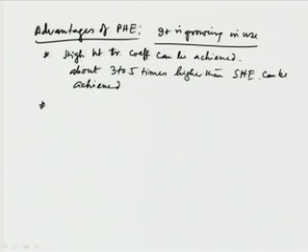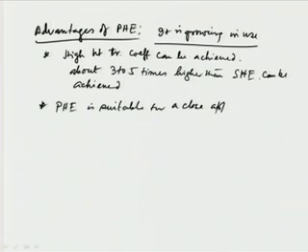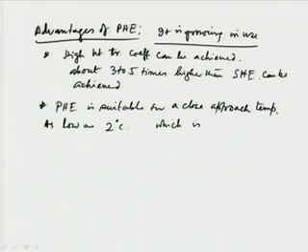Then the second part is that PHE, plate type heat exchanger, is suitable for a close approach temperature, and this is as low as 2 degrees centigrade, which is 5 degrees centigrade for shell and tube type heat exchanger.